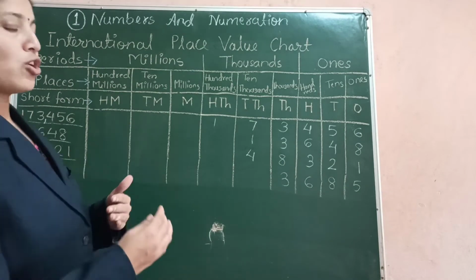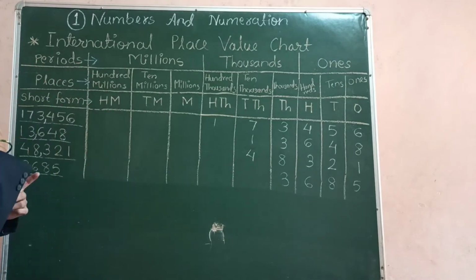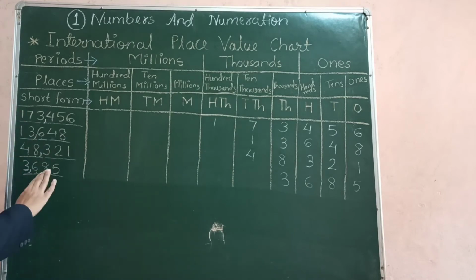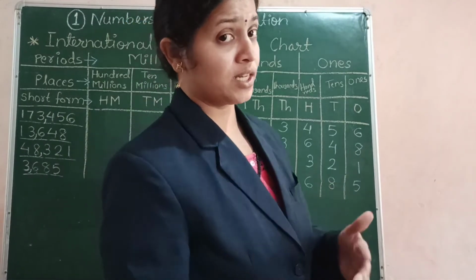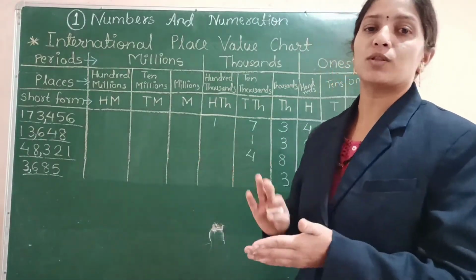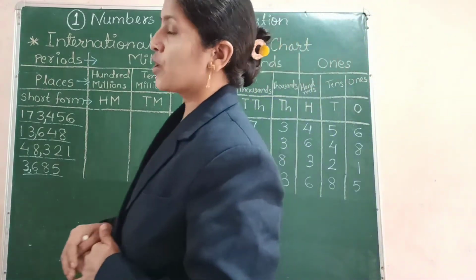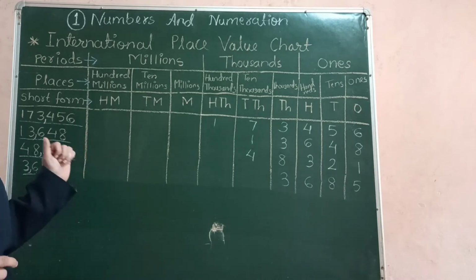We will be solving various examples on how to write numbers in words based on the international place value system as well as based on the Indian place value system, so that we don't get confused with both these types of place value charts. You are supposed to write this entire chart in your notebook.